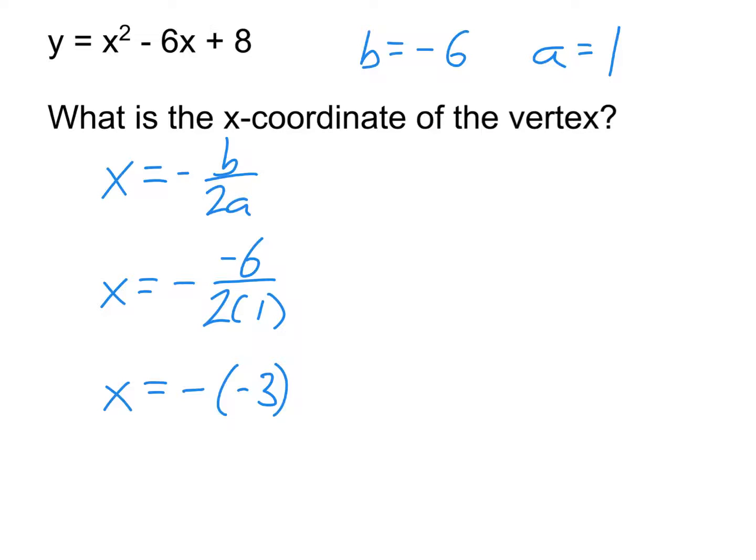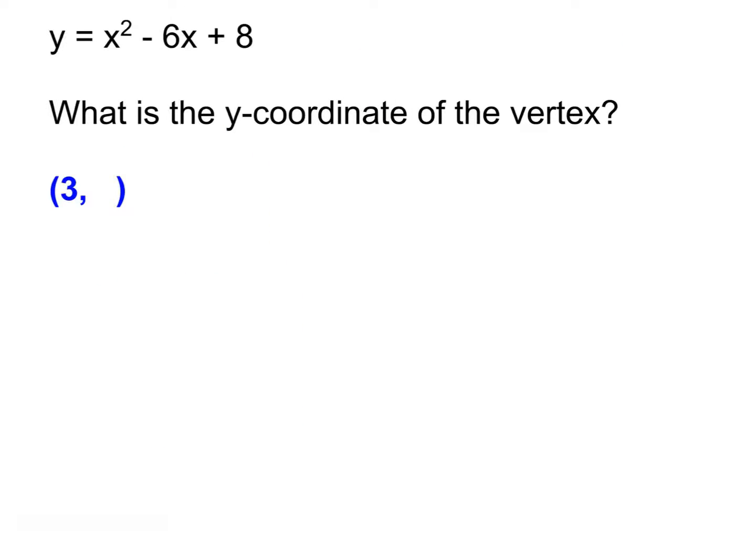So x equals a negative negative 3. What does a negative negative 3 equal? A positive, because a negative times a negative, which is basically what we're doing here, is a positive. So x equals 3. So by using that little formula, we can find out what the x-coordinate of the vertex is. And if we know what the x-coordinate is, well, then we can find out what the y-coordinate is.